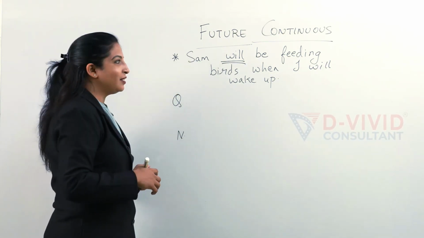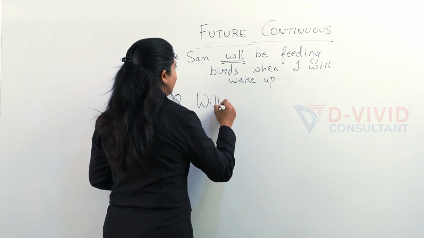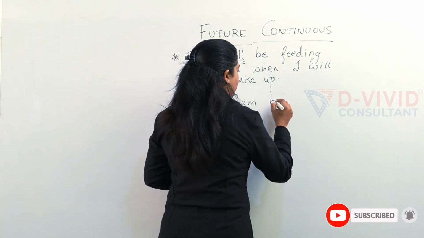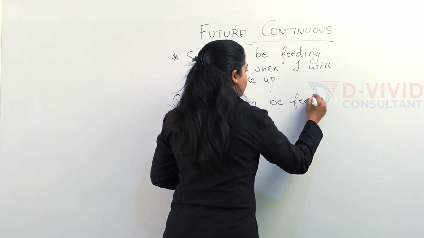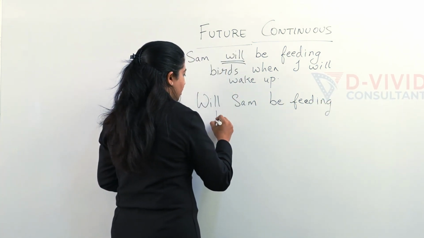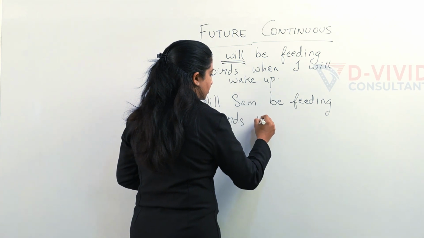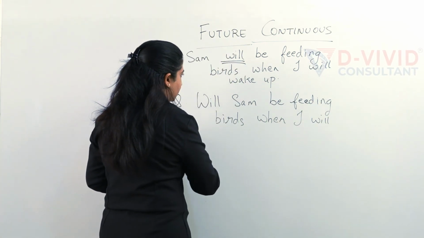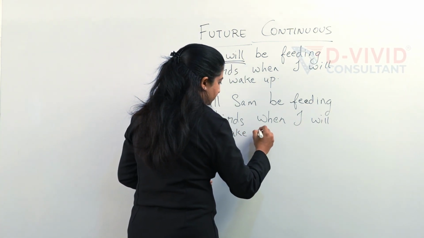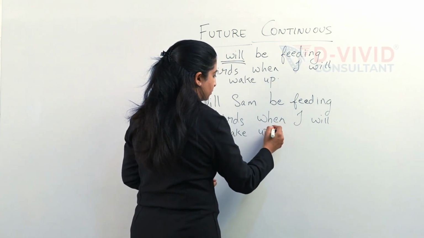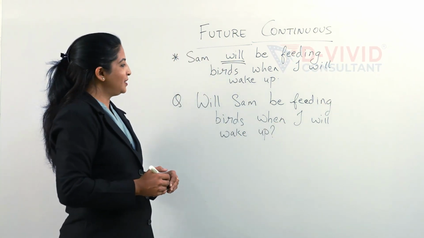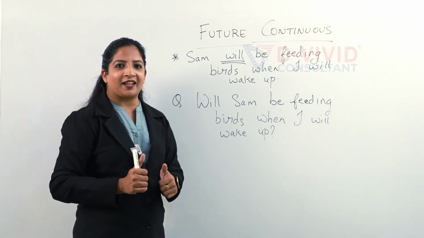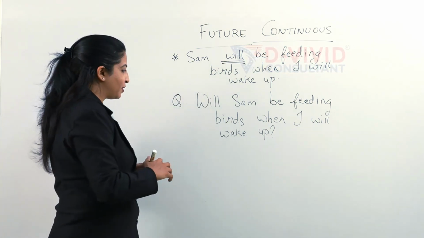So we have will over here. So we can say, will Sam be feeding birds when I will wake up? Was this the same sentence that you have written? It's great. Let's try out the negative form.